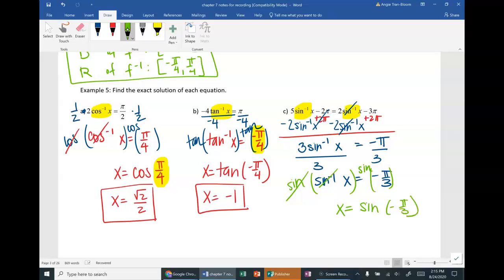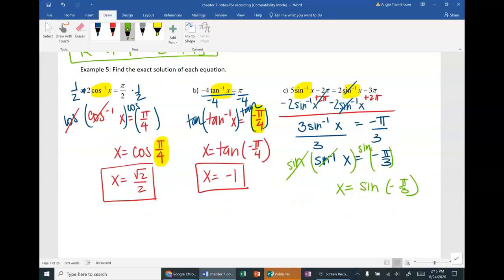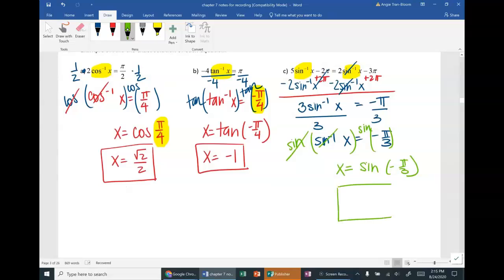Well, sine of a -π/3, I need you to go ahead, bust out your unit circle or your memory and fill in that box. And guess what? This is the end of 7.1.